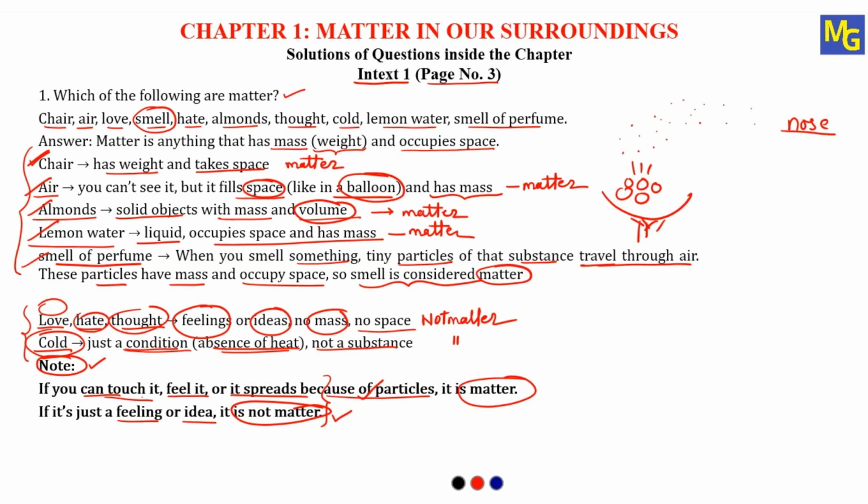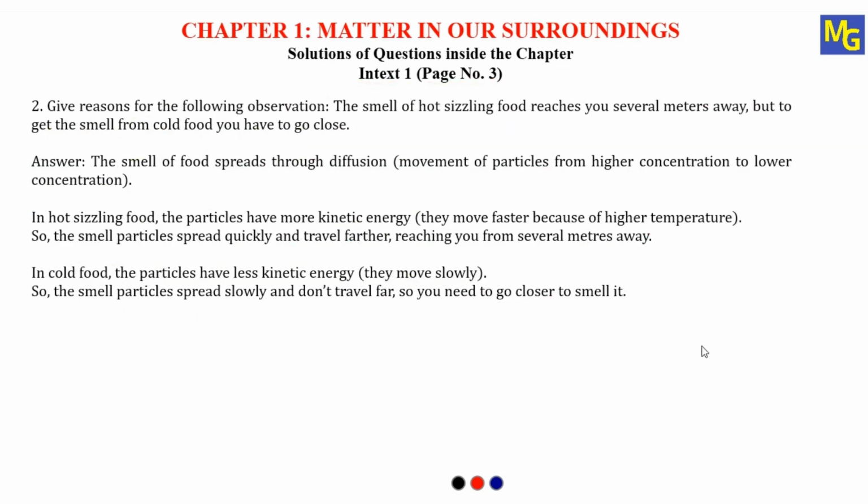Now we'll move on to question number 2. The next question is, give reason for the following observation. The observation is, the smell of hot sizzling food reaches you several meters away, but to get the smell from cold food you have to go too close. We have to explain the reason for this fact. So you can get the smell of hot sizzling food from several meters, but if you want to smell cold food, then you have to go near that food. The reason for this, answer: the smell of food spreads through diffusion.